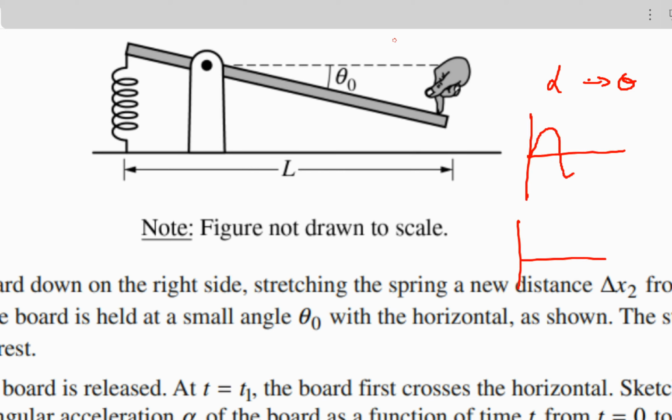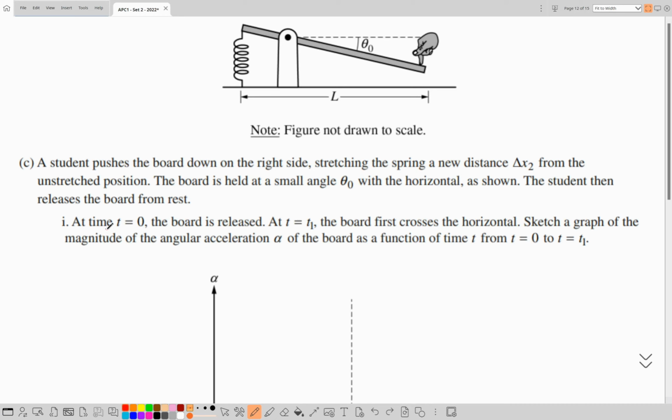Then the sine would be something like that, and the cosine would be something like that. And if we're talking about the magnitude, we can ignore these parts, and we have two shapes, either 1 or 2, and either 2 or 1 here. And this depends on the physics of the system. At time t equal to 0, the board is released. At time t equal to t1, the board first crosses the horizontal. Sketch a graph of the magnitude of the angular acceleration alpha of the board as a function of time t from t equal to 0 to t equal to t1.